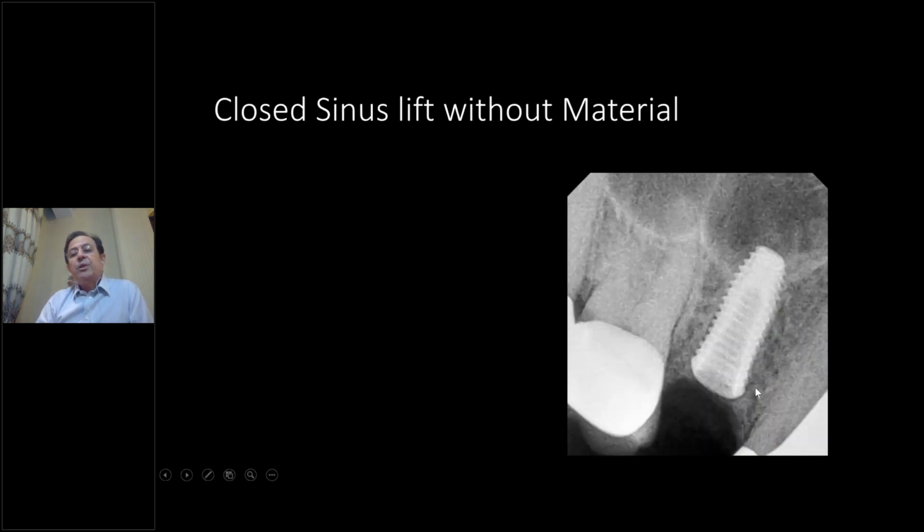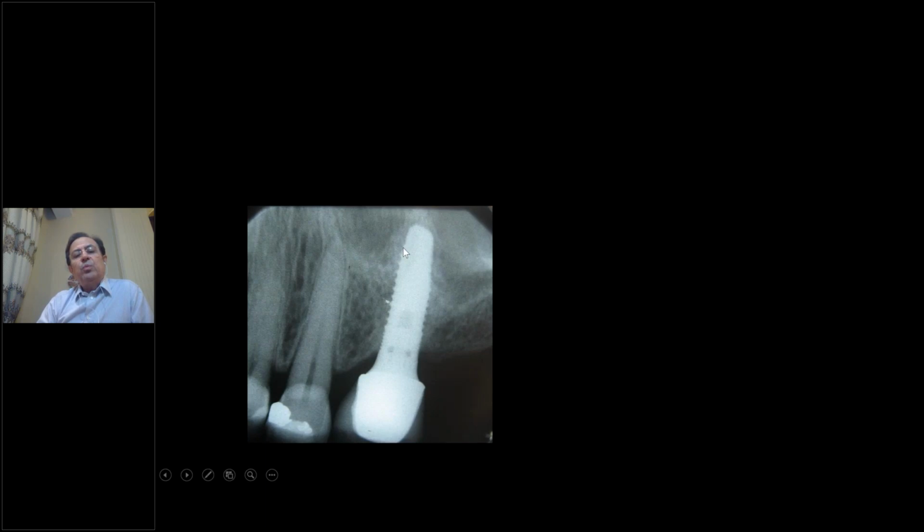Closed sinus lift can be done without material if we would like to lift the membrane 2 millimeters. We don't need to put any material. But if we would like more lifting, then we must push some particles of bone, any bone that we will tell you about, and push and lift the membrane with the biomaterial.